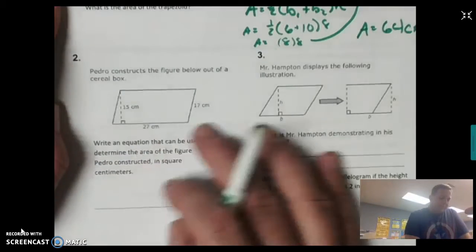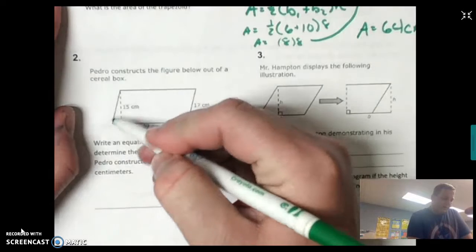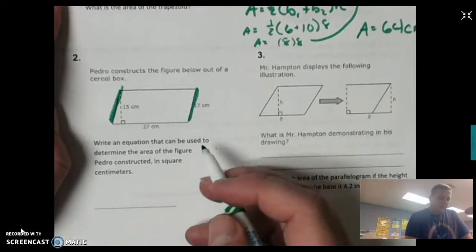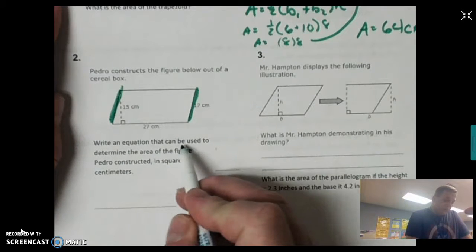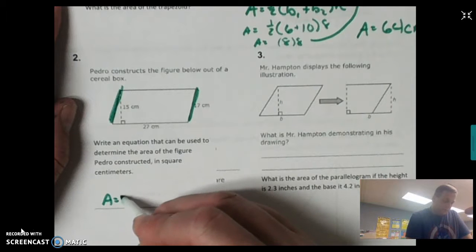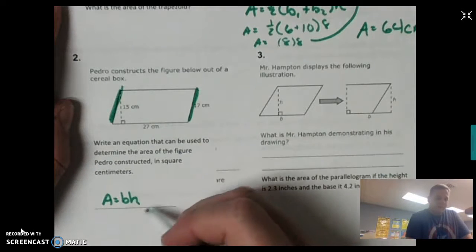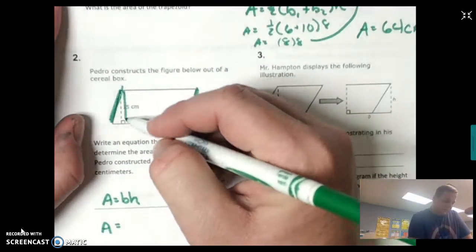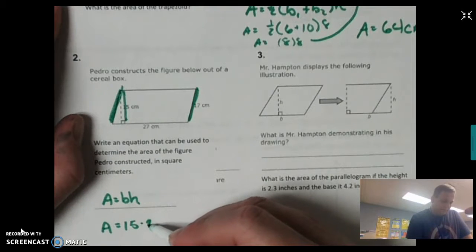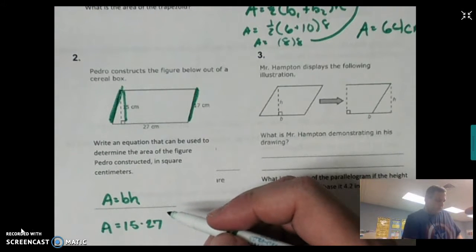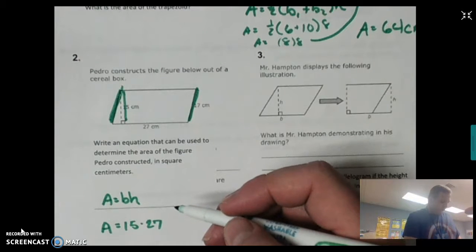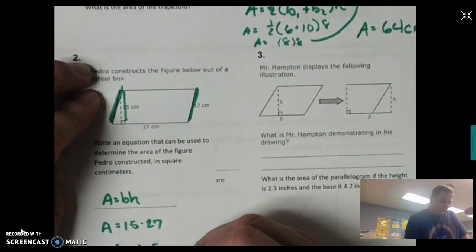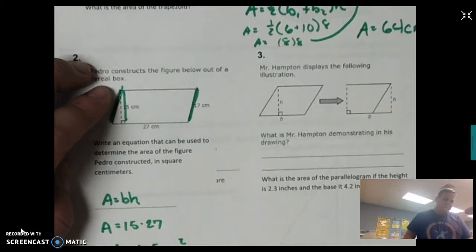Number 2, we have a parallelogram. It's not a rectangle because we have 2 slanted sides. Okay, we've talked about we don't use slant when we find the area. So the equation that can be used is the area equals base times height. To make it an equation and include numbers, it would be area equals my height, which is 15, times 27, which gives us 405. Area equals 405 centimeters squared.